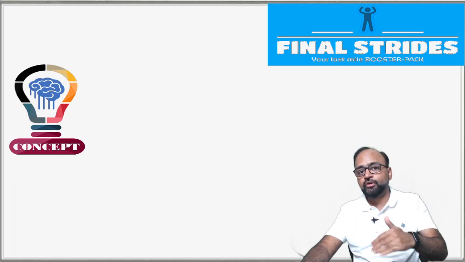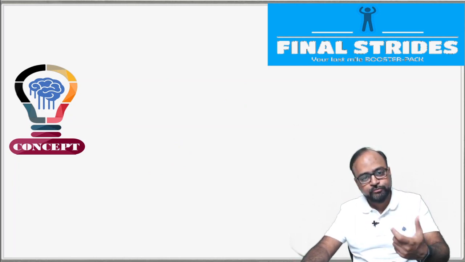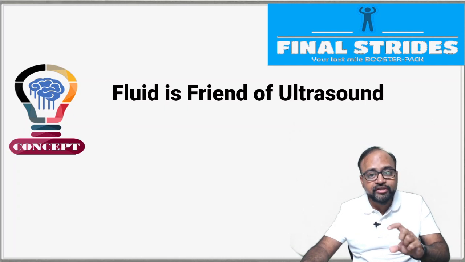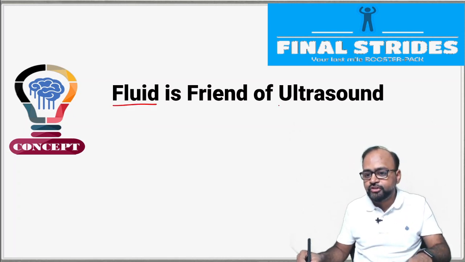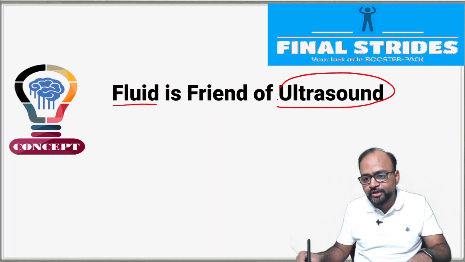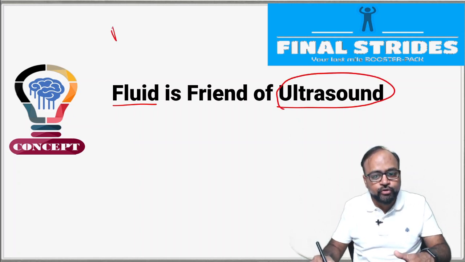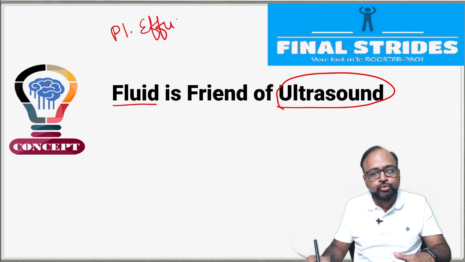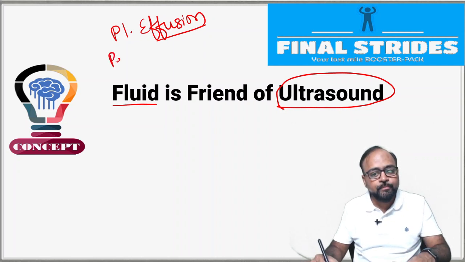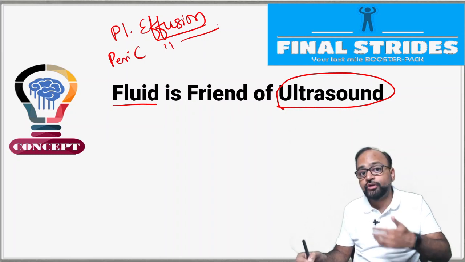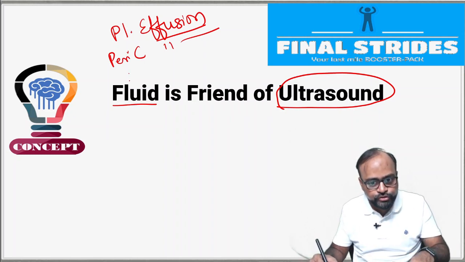Now let us discuss a very important concept. This concept will help you get a lot of questions in your exam. Remember always that fluid is friend of ultrasound. So wherever in the body you want to detect fluid, the investigation of choice should be ultrasound. Just to name a few, suppose they ask you investigation of choice for pleural effusion. Effusion means fluid you want to detect. Fluid is friend of ultrasound. USG is investigation of choice. Pericardial effusion: USG of the heart is called echocardiography. That is the investigation of choice.